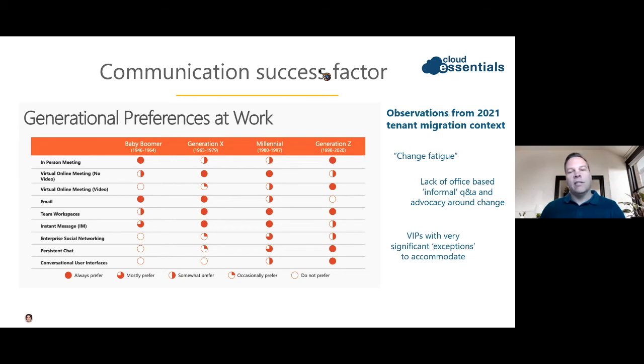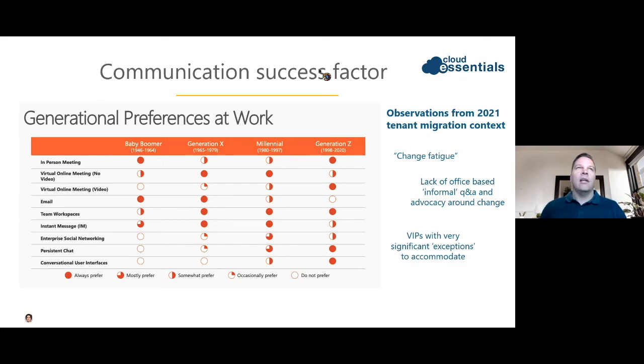Based on what you can see in the specific slide, there are preferences. 2020 definitely changed a lot of the way that these users interact with each other across the different generations. Everybody working at home and having a lot of change fatigue, because there's been a lot of change, a lot of stress, and a lot of pressure, and also the lack of office-based and informal Q&A advocacy around these changes. You've got to build these models into the technology platforms to allow the users to engage with each other, to understand what's happening during the migration process. So change management activities are key to these successful migrations, because user adoption is definitely at the forefront of the productivity and the reason why you would generally be doing this migration.